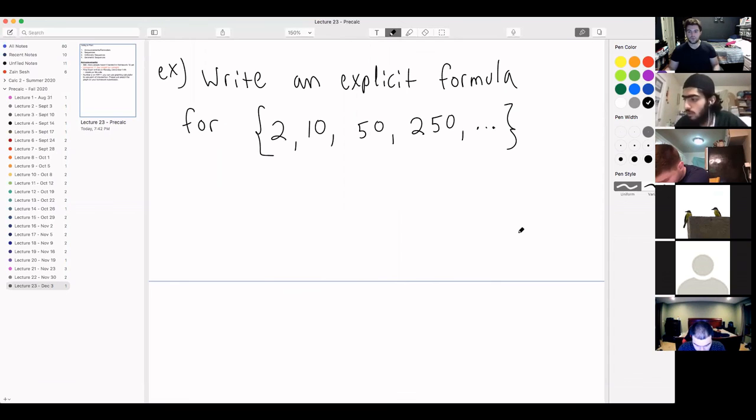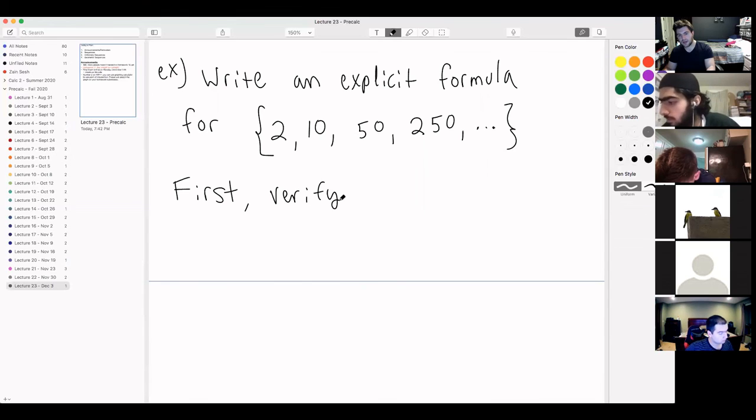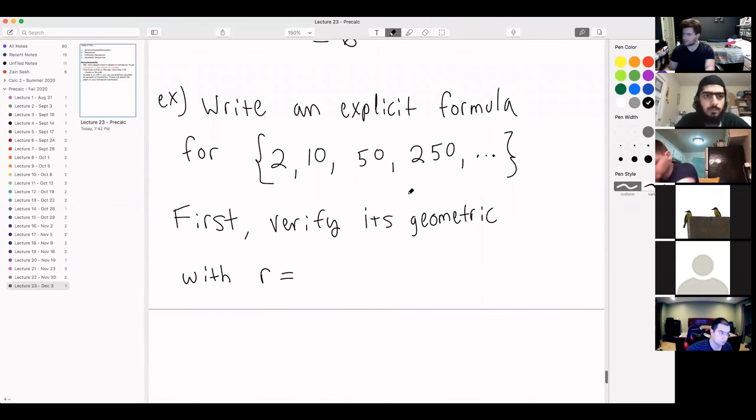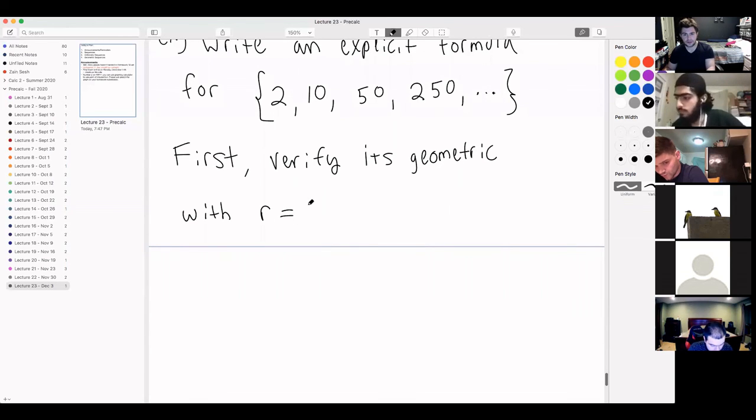Okay, so we need to first verify it's geometric with a common ratio. I just need to divide each term by its previous term, and I'll be able to figure out the common ratio. So 250 divided by 50 is 5. 50 divided by 10, also 5. 10 divided by 2, also 5. So we can say with much assurance that r is 5.